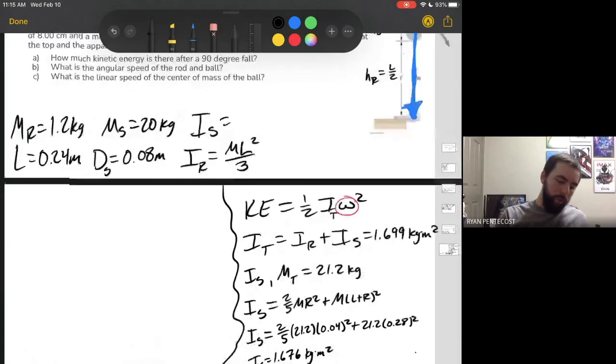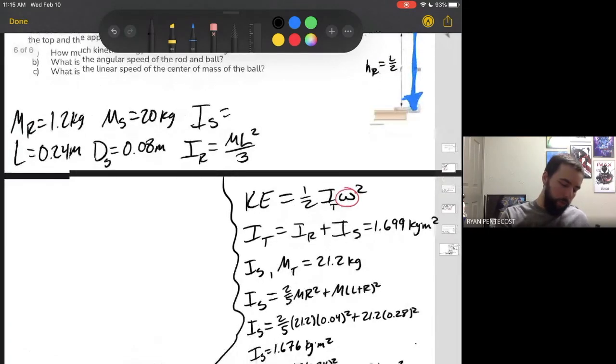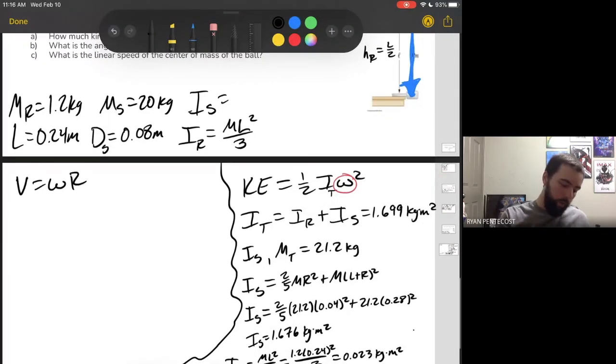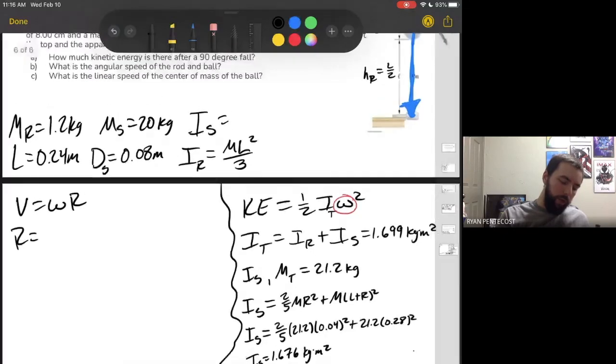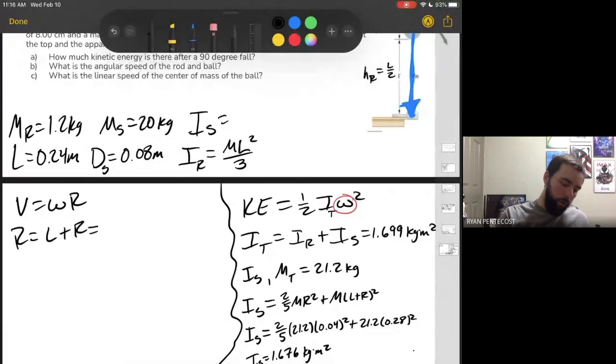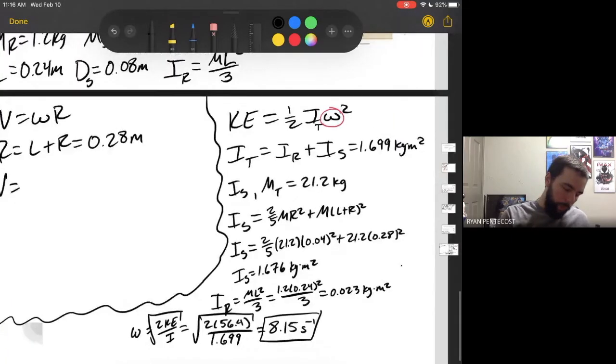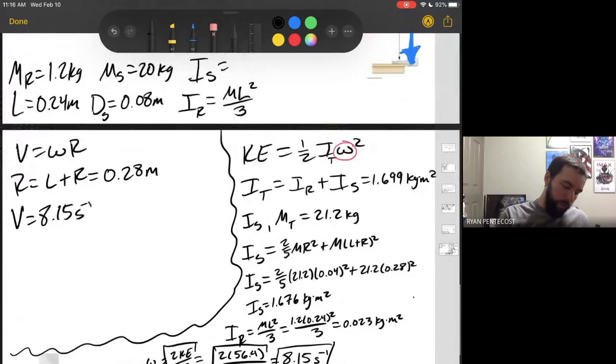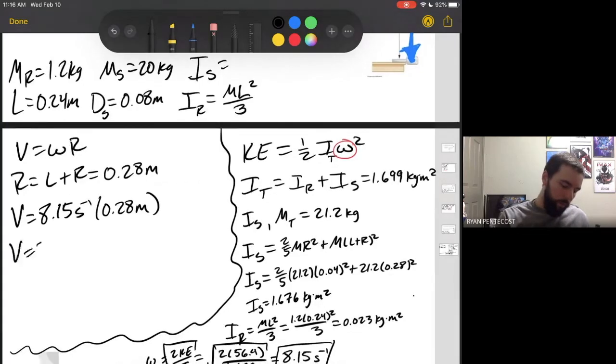So this part is going to be a little bit easier. Here we have V equals omega R. We already know what omega is, but what is the R from the pivot, from the axis of rotation, to the center of mass of the ball? That would be L plus R, which we've used before, 0.28 meters. So velocity equals 8.15 seconds inverse times 0.28 meters. I got 2.28. Velocity is 2.28 meters per second.